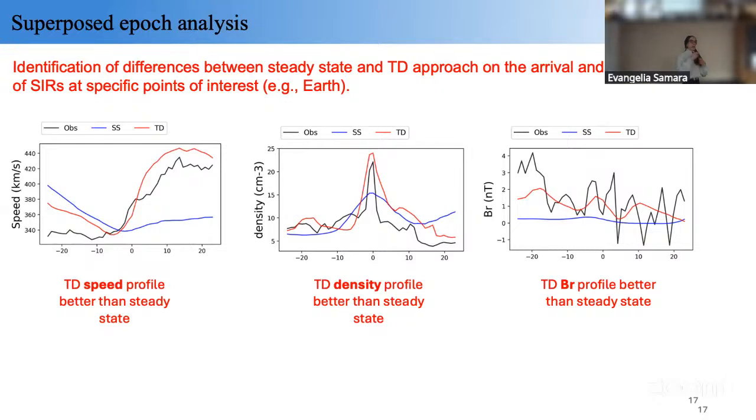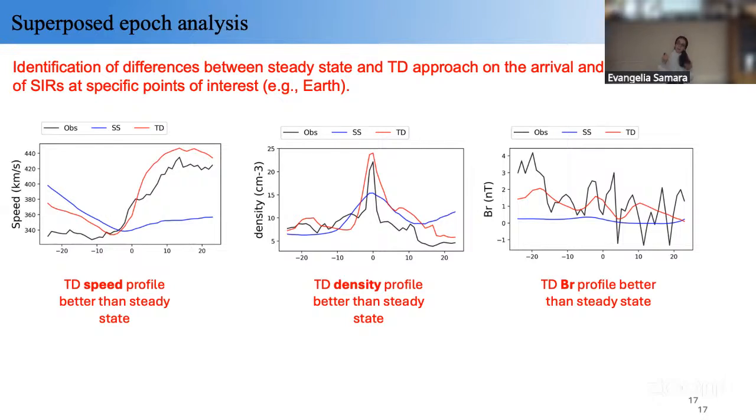So I took a number of high-speed streams. I took as zero epoch the density peak that precedes the increase in density, temperature, and magnetic field once the fast flow arrives at the position of interest. And based on my zero epoch, I wanted to see how the profiles of the stream interaction regions behaved in the time-dependent and in the steady-state approach.